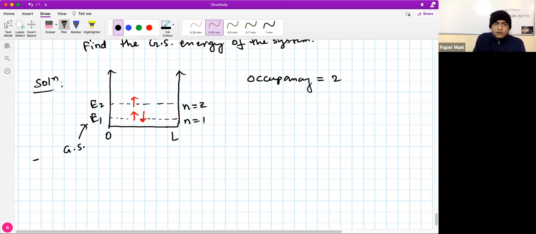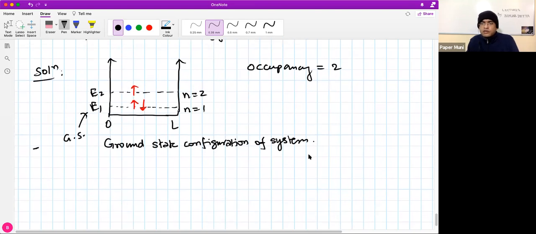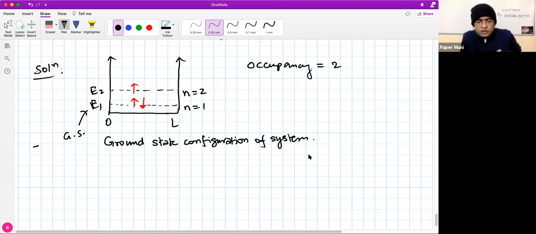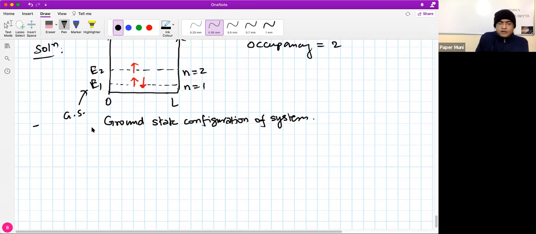So this whole arrangement which we have done, we'll say that this is the ground state configuration of the system. We are not talking about the potential only, we are talking about the whole system. Ground state of the quantum system. Now quantum system comprises of the potential plus the electrons. Now the question says what is the ground state energy? Now let's calculate the ground state energy of the system.